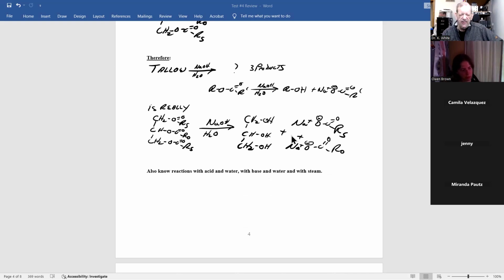The first ester gives you this alcohol plus sodium stearate. Second ester gives you this alcohol plus sodium oleate. And the third ester gives you this alcohol, so you get glycerin. And you once again get sodium stearate. You don't have to put the two here.